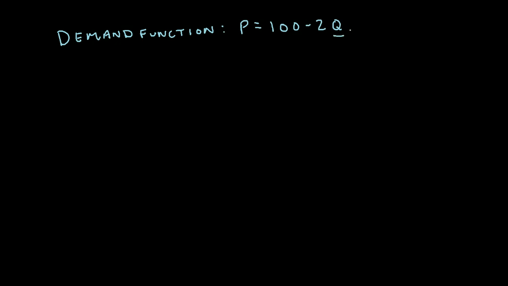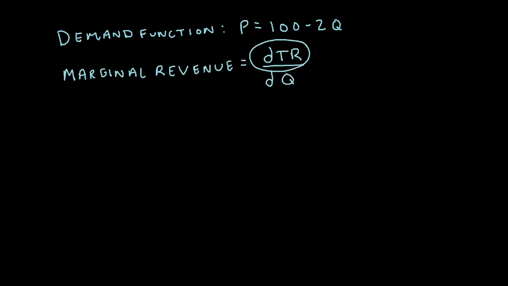Now, if we're just given this demand function and we want to find marginal revenue, there's one really important fact we need to know. And that is marginal revenue is simply equal to the derivative of total revenue with respect to Q, the quantity. So let's write that down. So marginal revenue is the derivative of total revenue, TR, with respect to Q, the quantity. Now, total revenue is simply equal to price times quantity. So let's write that down as well.